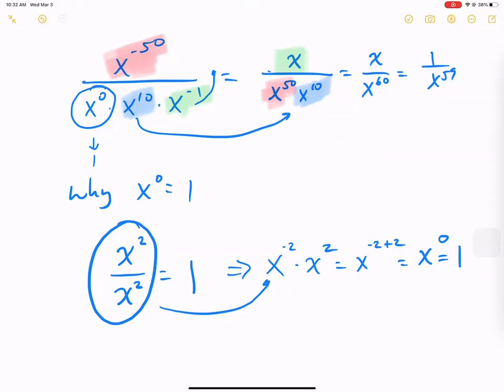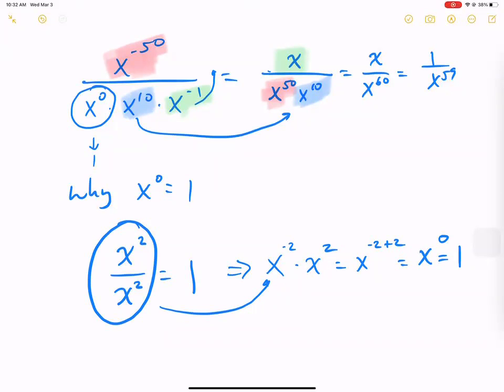So when we have a variable or a number or anything to the 0 power, we just call that 1 instead. The example is here, x squared divided by x squared. That would have been x to the 0 power, and we said x squared divided by x squared is 1.